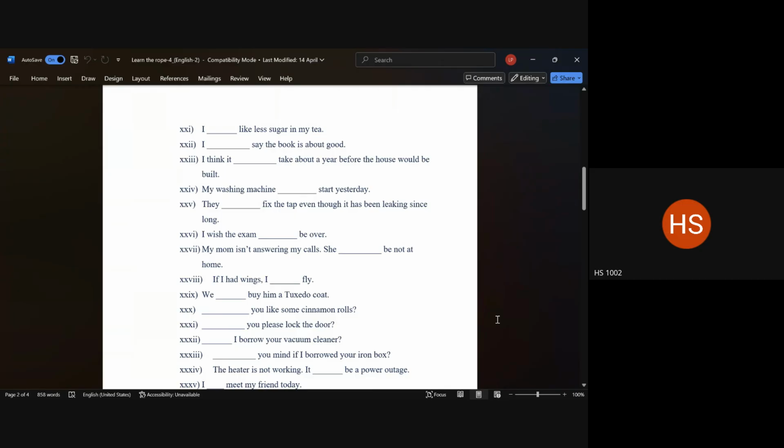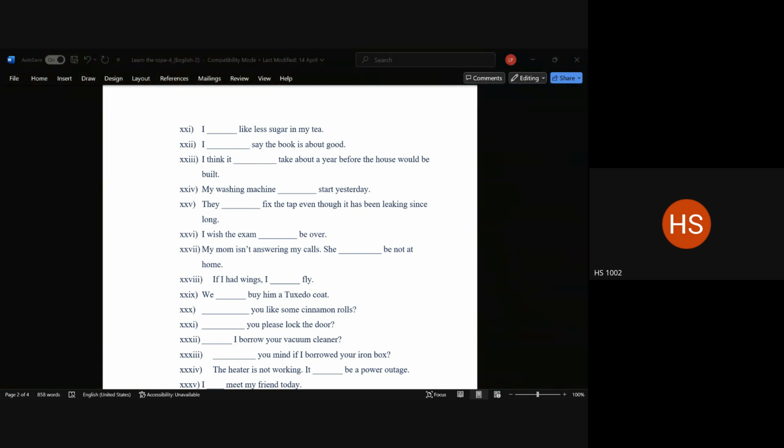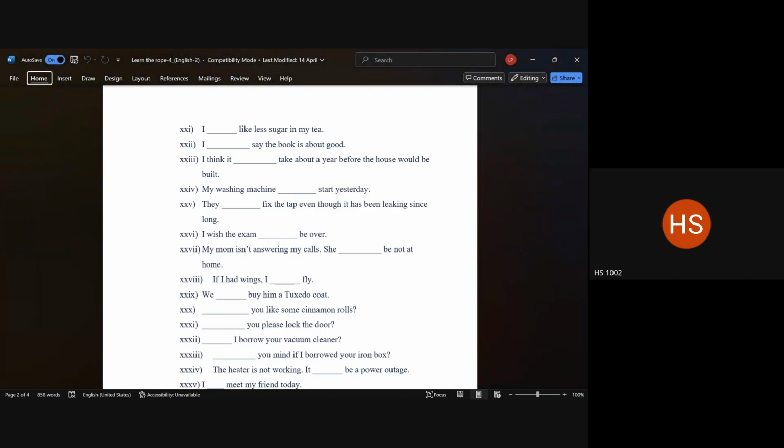Then 25: They fix the tap even though it has been leaking since long. I think the same response would work here as well. They wouldn't fix the tap. Yes, they wouldn't fix or they couldn't or they won't fix, right? Anything would come. Wouldn't or won't or couldn't or even can't here. Here even can't is possible just to show that they were unable to do it. They didn't have the ability to fix it. That's also possible.